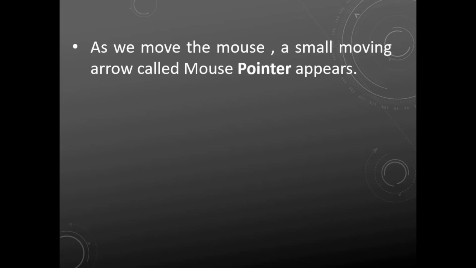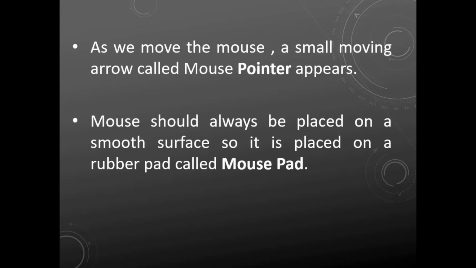As we move the mouse, a small moving arrow called the mouse pointer appears, and this mouse should always be kept on a smooth surface. So it is placed on a rubber pad, which is called a mouse pad.